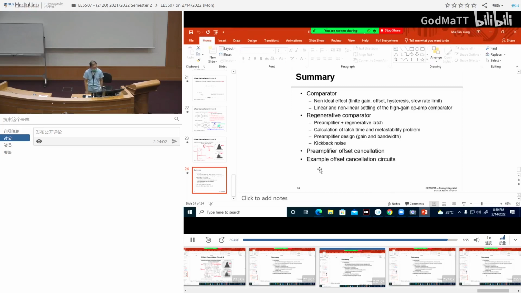I think that's today. That's today's lecture on comparators. Hopefully, it's a simple concept to understand, but there's a lot of tricks and improvements to implement on how to build a very high performance comparator.